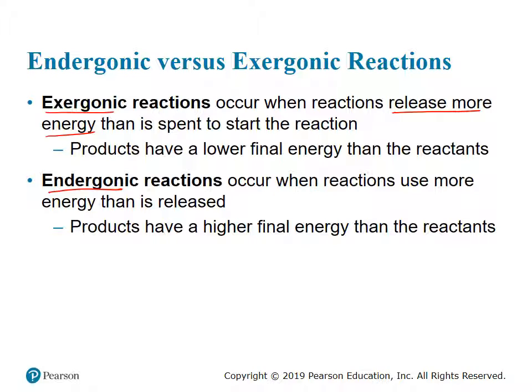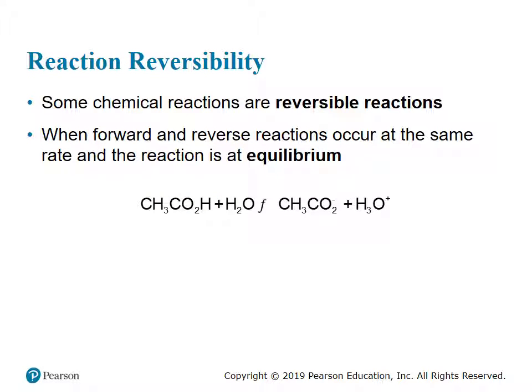So what does exo versus endo mean? Exo means what? Out or escape. Very good. That means energy out. Endo or ender means in, right? You have to invest more energy. You put in more energy to the reaction. Okay.